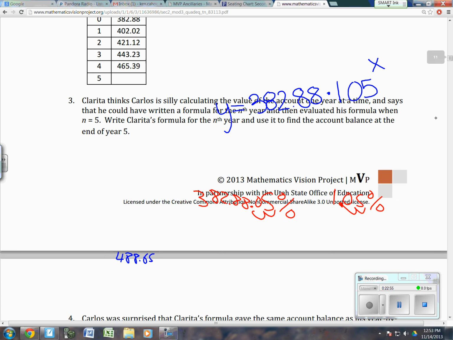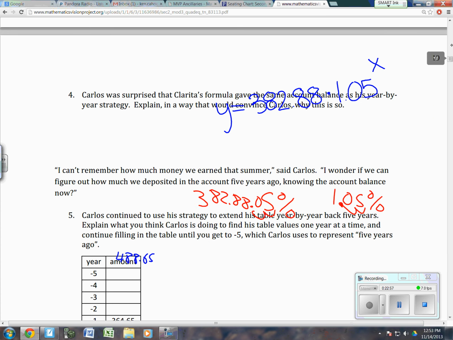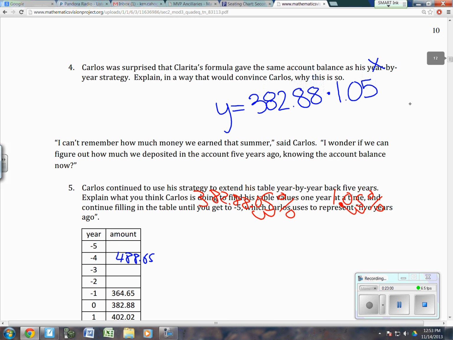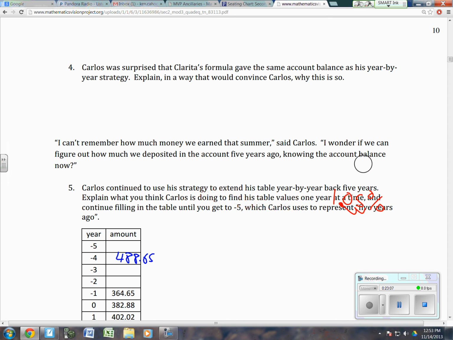Okay, so I'm going up to the next one. Carlos was surprised that Clarita's formula gave the same account balance as his year-by-year strategy. Explain in a way that would convince Carlos why this is so. So we've got Carlos right here in our class. His name is Branson. Okay, can you guys explain why the year-by-year thing worked the same way as that?